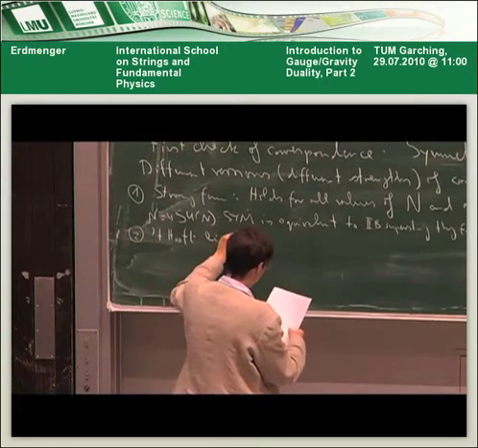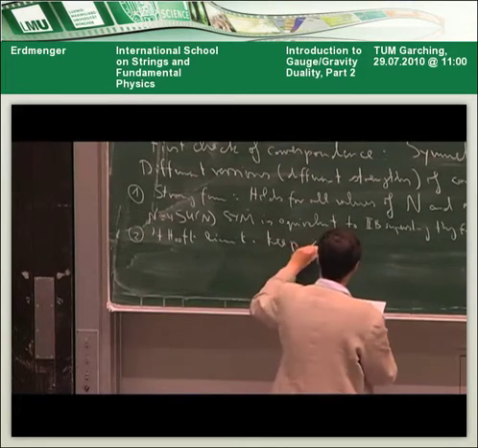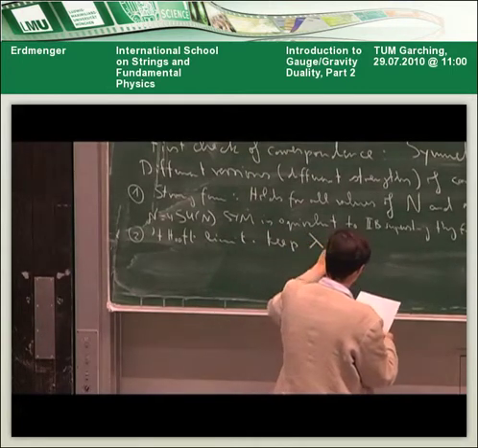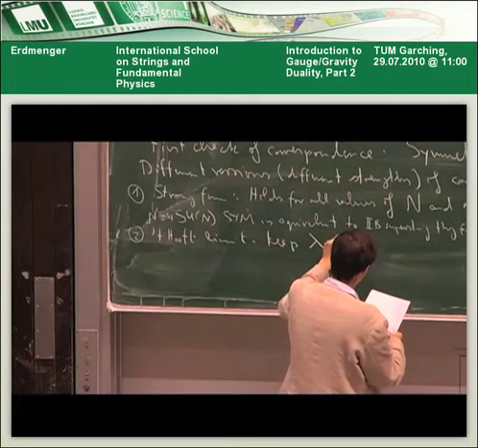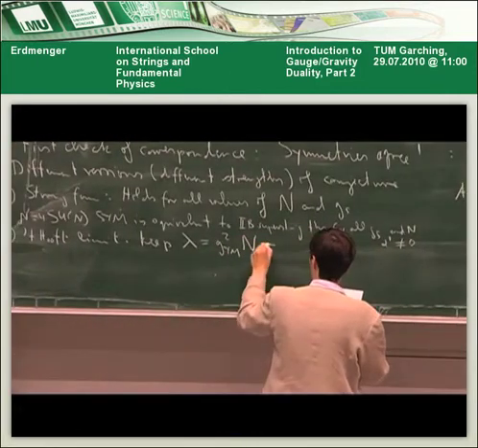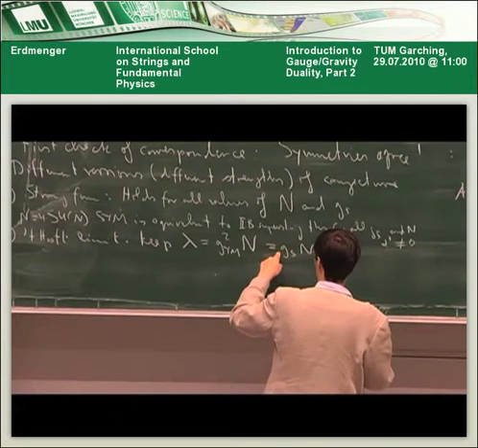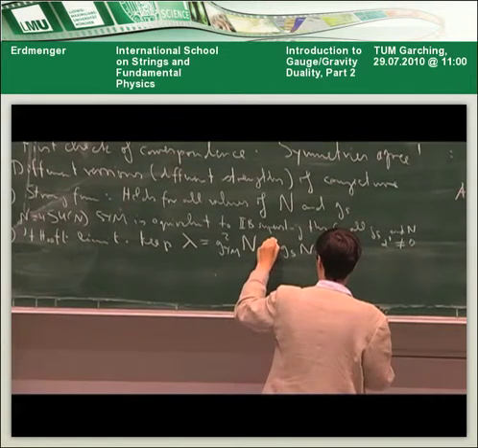So this means that we keep the quantity lambda, which is just this quantity which appeared in the curvature of our space. And I think now there must be a factor of 2 pi because I used another definition. I think there's a 2 pi here.